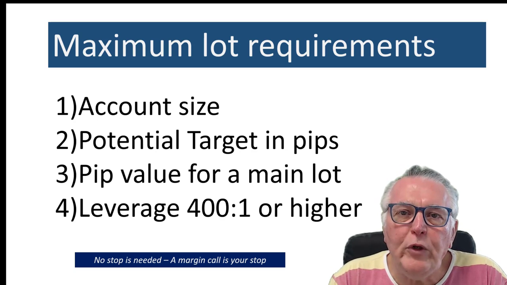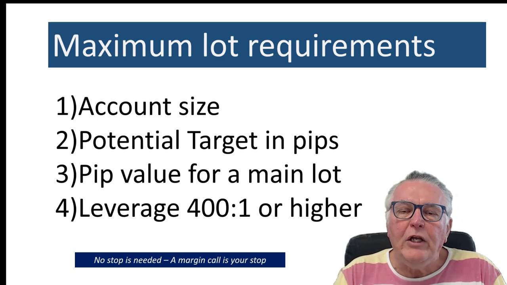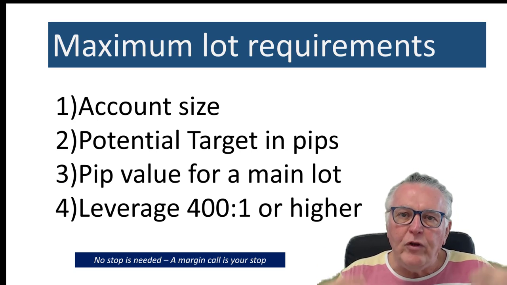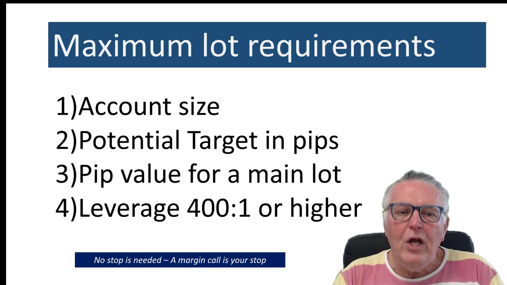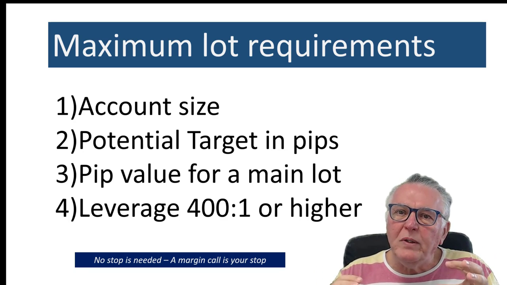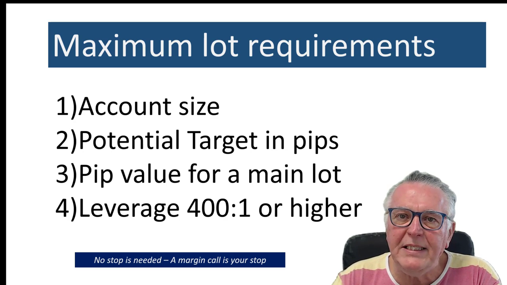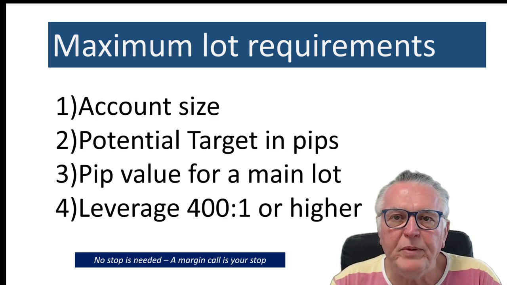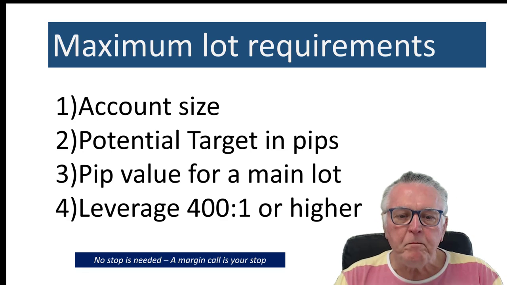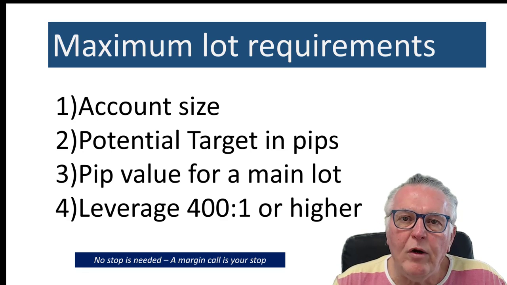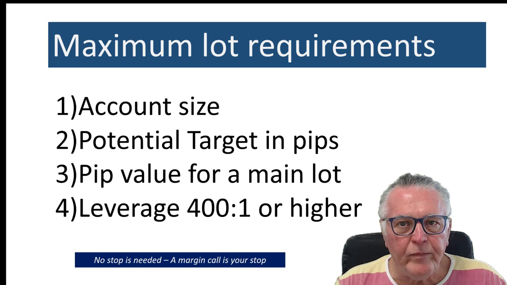So in order to double your account in one trade, you need to have the following. You need to know the account size. You need to know the potential target for your particular trade. Now, it could be anything from 60 pips to 120 pips is normally a good target. You have to know the pip value of the instrument that you're trading.